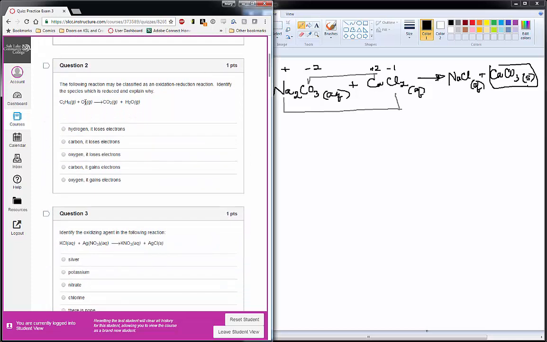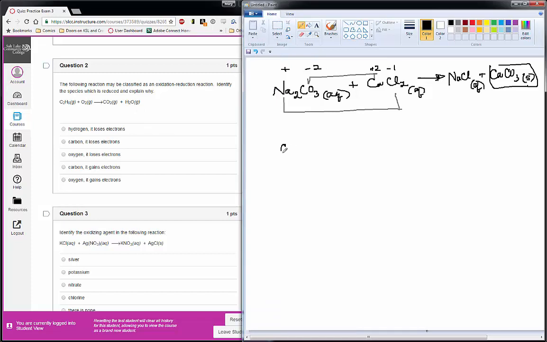Next, the following may be classified as oxidation-reduction reaction. Identify which species is reduced and explain why. Okay, so if we're looking at this, we've got C2H6 plus O2 goes to form CO2 plus H2O, and we're going to assign oxidation numbers in order to determine what was reduced, what was oxidized. So according to our rules for assigning oxidation numbers, which you must memorize, when I'm looking at covalent compounds, I'm going to follow the rules.